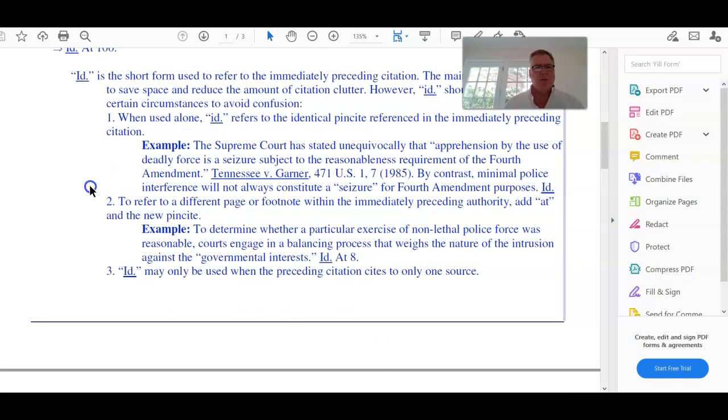What is id used for? So this tells you here in 1, 2, 3, id is just a short form that we use when we are writing a legal document and we write out the full citation of a case. And then in the very next sentence, we want to cite that very same case again. We don't write the case name out. We write id, meaning the identical. We're referring to the identical case.